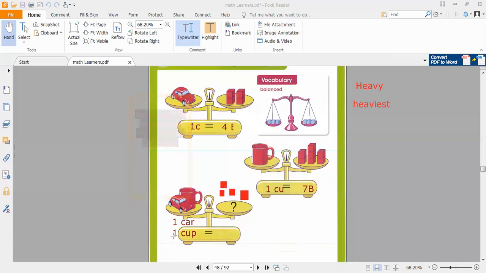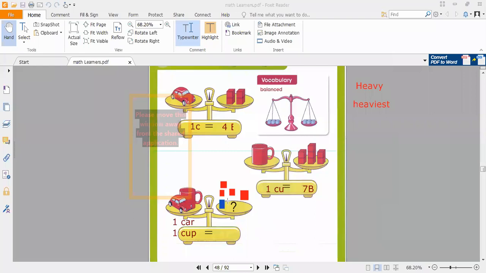Now what is going to happen? This scale will go down and this scale will come up because it is heavier than 4 blocks, because we have to put more blocks. Here we put the 4 blocks for one car. What about the cup? You missed the cup. For cup, we have to put 7 more blocks.